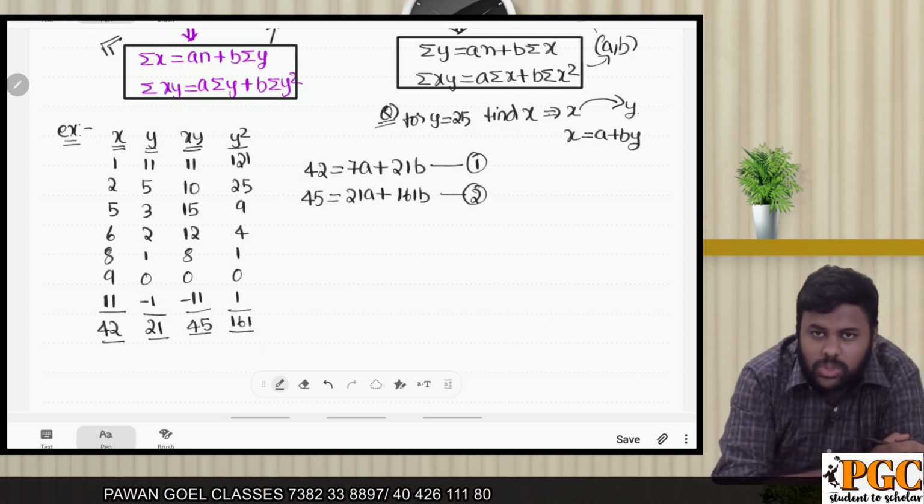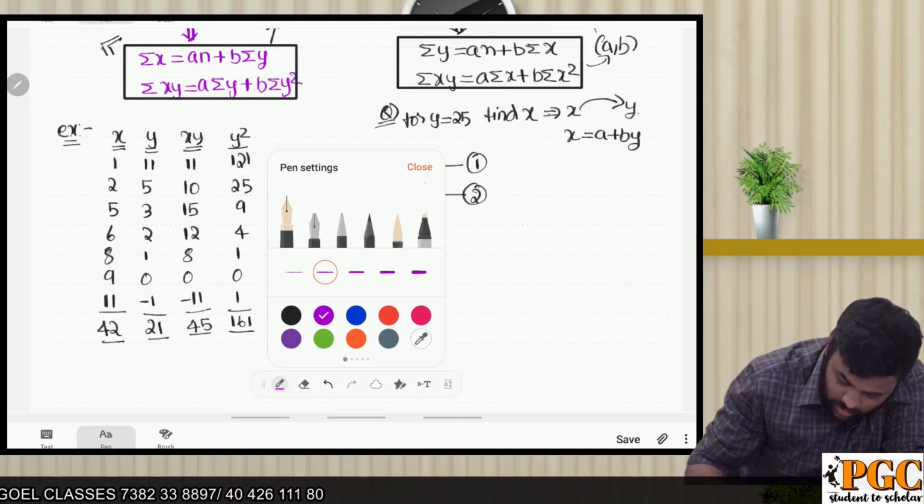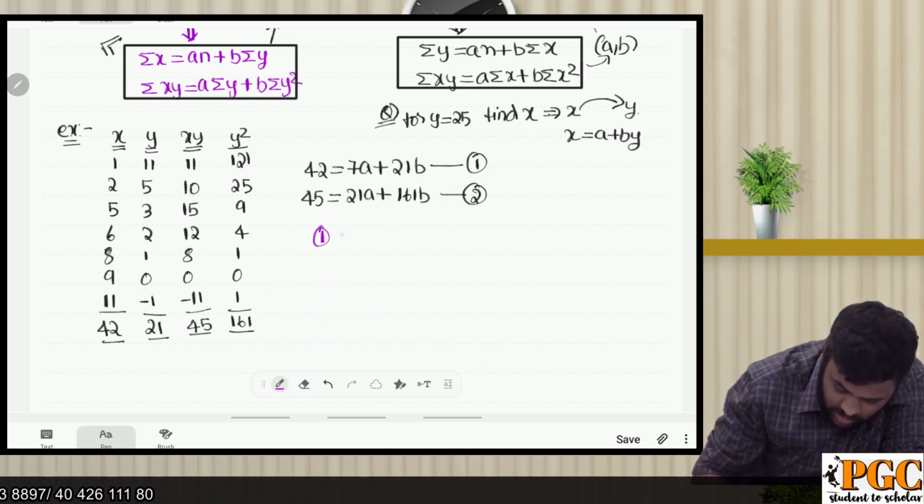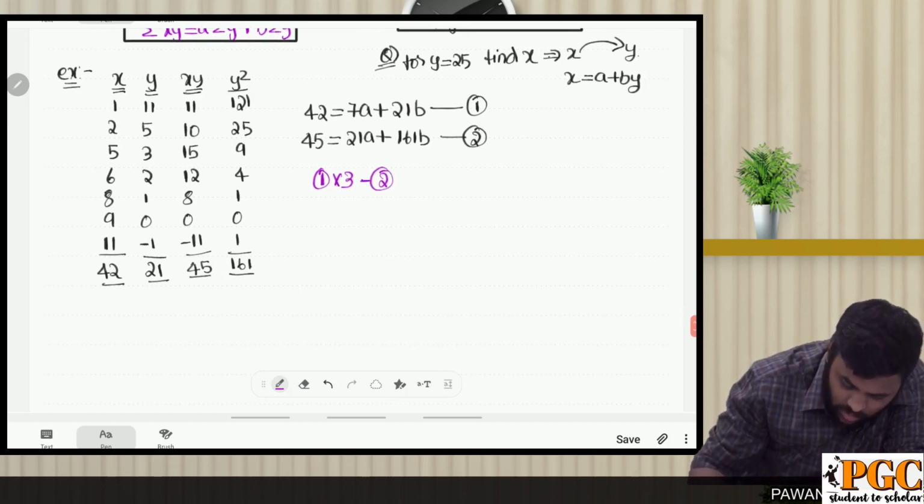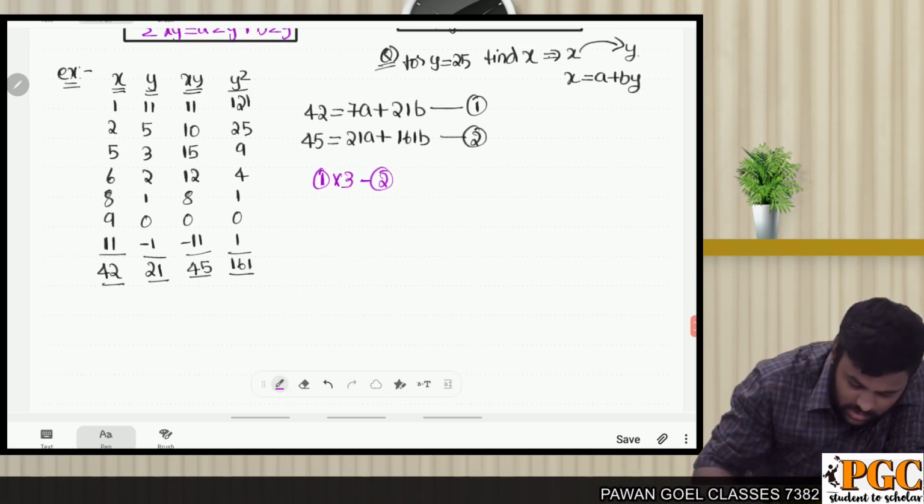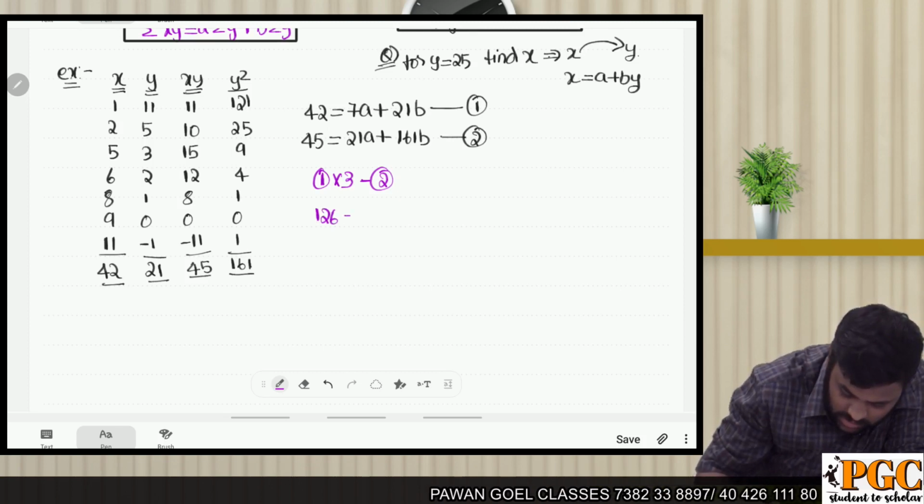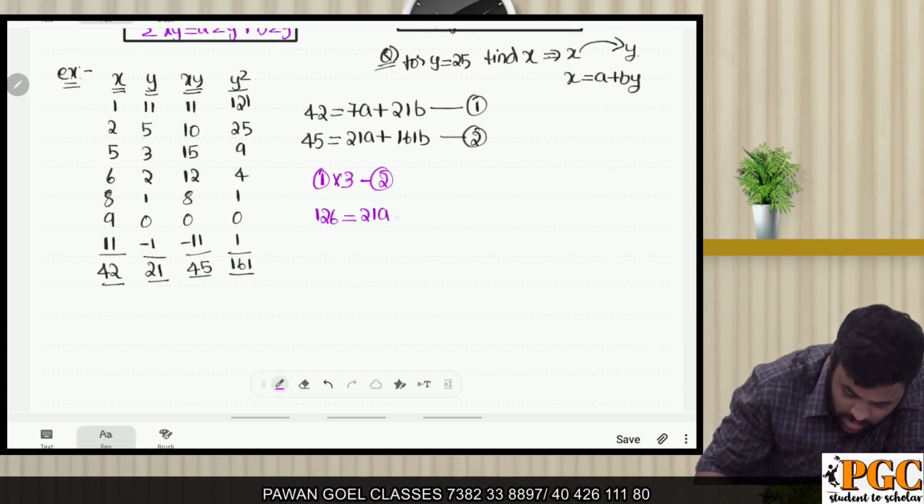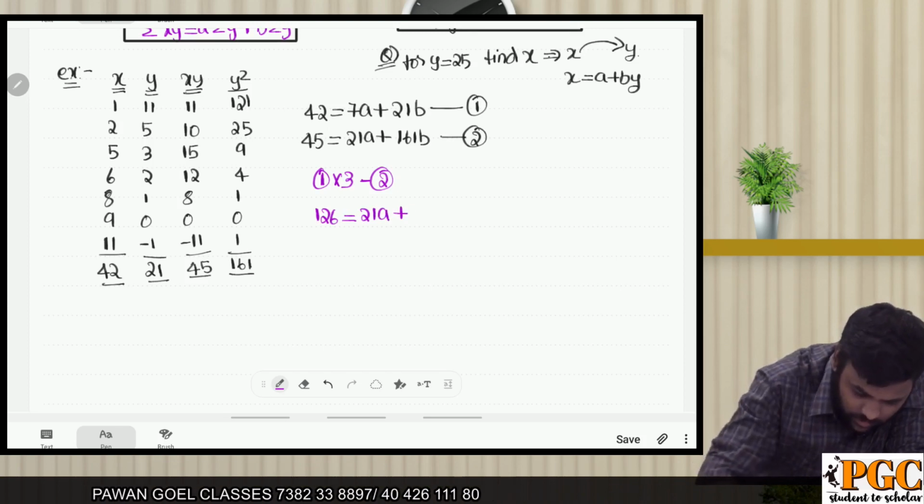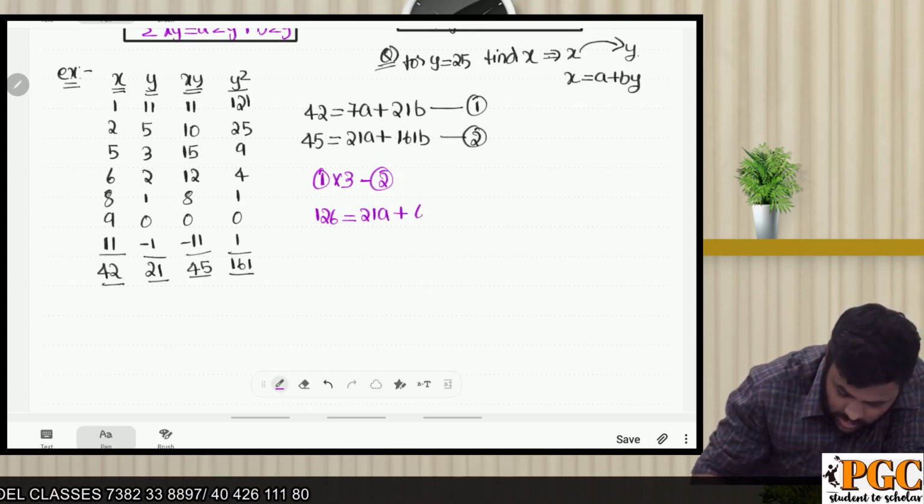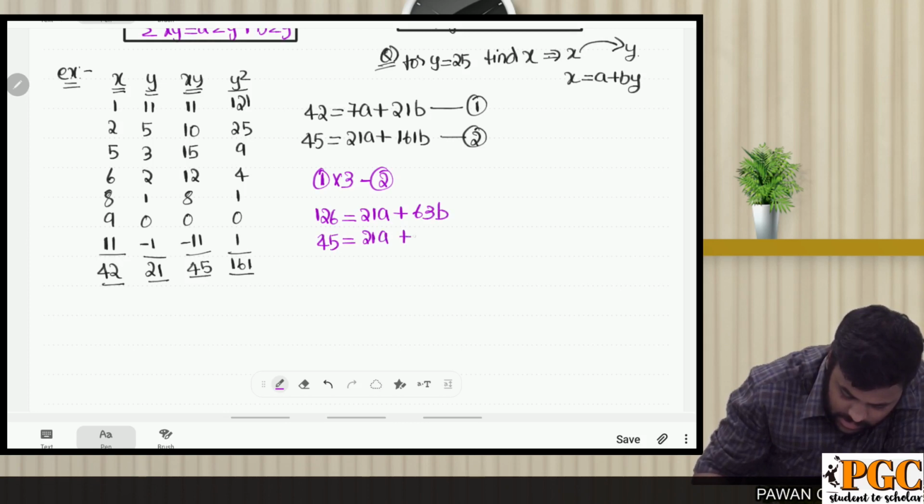Now I am supposed to solve these two equations. How will I solve, my dear friends? I will do equation 1 into 3 minus equation 2. What is 42 into 3, my dear friends? It is supposed to be 126 is equal to 21a plus 63b. So 45 is equal to 21a plus 161b. Now let me cancel the values, minus minus minus.